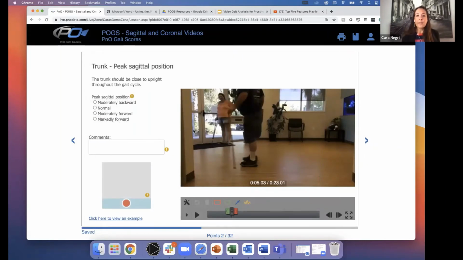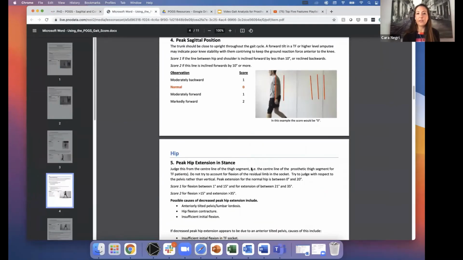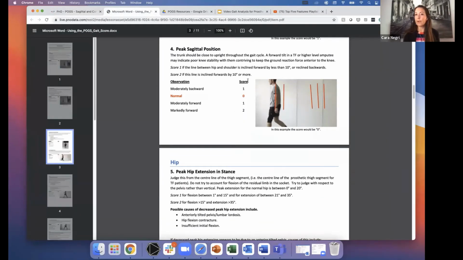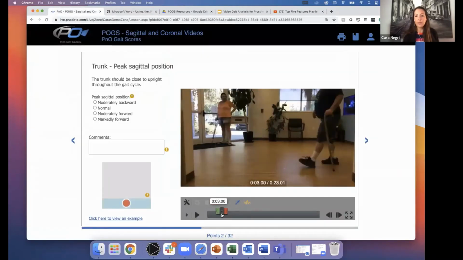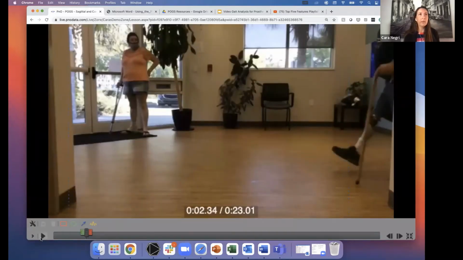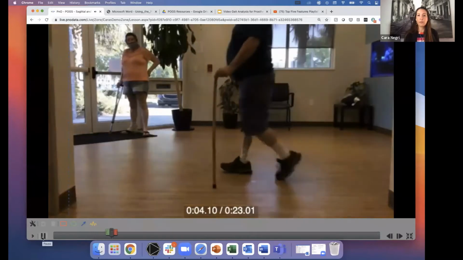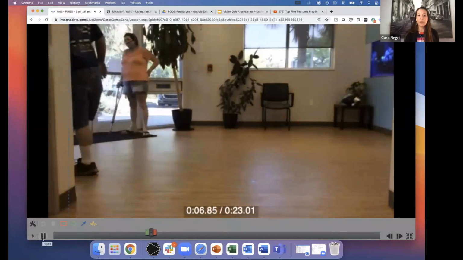Okay, so now we're looking at peak sagittal position. So our peak sagittal position, we're looking for close to upright throughout the gait cycle. You're going to score 1 if the line between the hip and shoulder is inclined forward by less than 10 degrees or backwards, or score 2 if the line is inclined forwards by 10 degrees or more. So we're going to take a look at him from the side here. We'll just go back a couple of frames, make that big, and then just let you guys watch it one time.